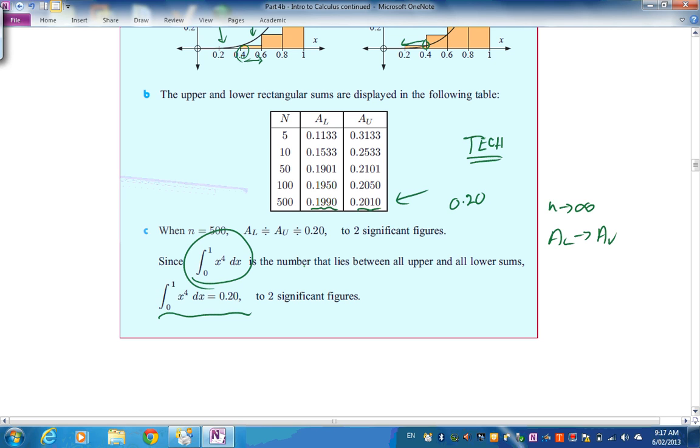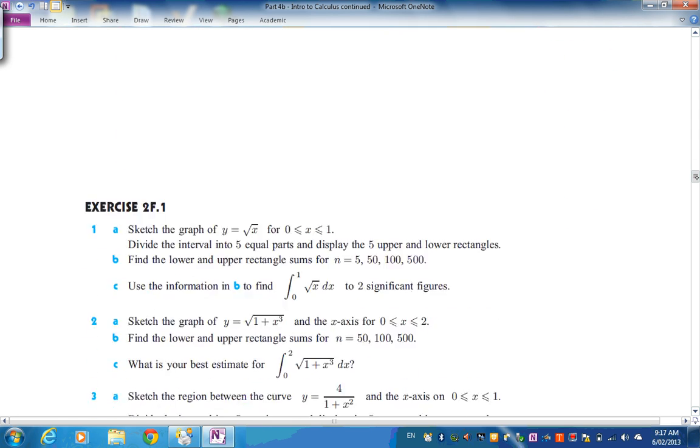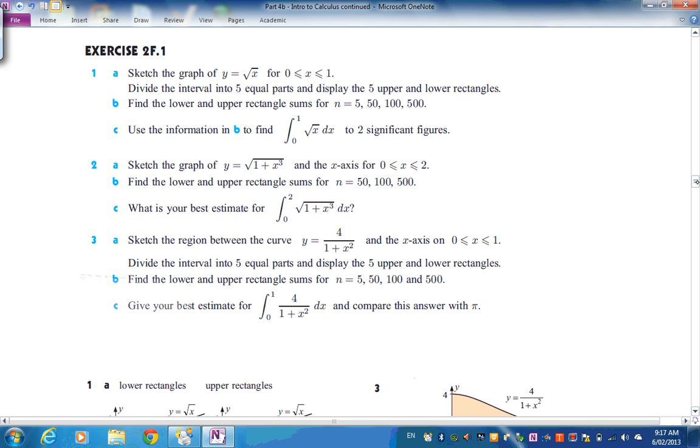Are you happy yet? I don't think so. It's still an estimate, isn't it, to 2 significant figures. Can we do better? Let's keep going and see where this leads. Okay, well, I'd like you to do some problems now. Basically, we're going to use technology throughout this.